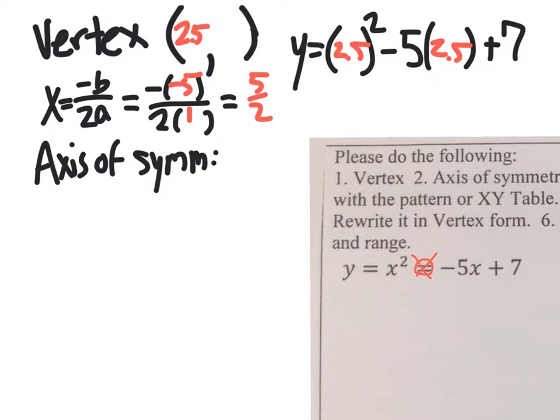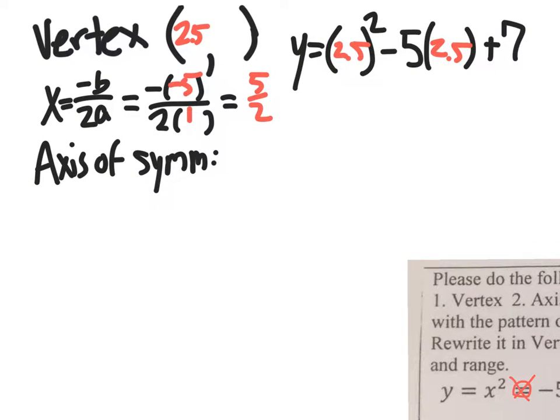Does anybody have one? What's 2.5 squared? I believe it's 6.25, all right. So we have 6.25, and we have minus 5 times 2.5. Is that 12.5? Thank you very much. And plus 7 at the very end.